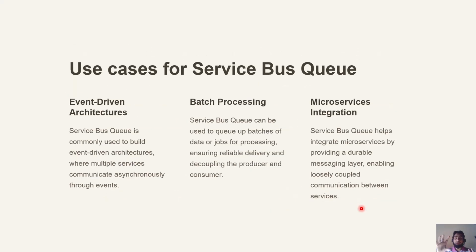Next we have the use cases. I want to present three kinds of use cases. Event driven architecture: whenever we have a message in the service bus queue, the receiver app will be triggered automatically and take it. Batch processing: we can send those messages at one exact time. And microservices integration: the queue will be between various services, for example A, B, C, so the queue will be present in between.